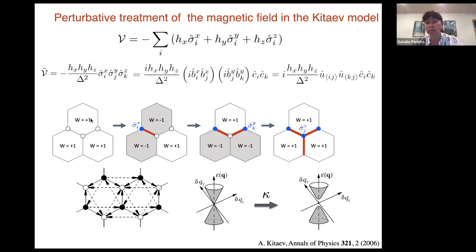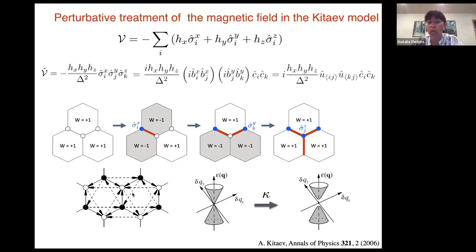What is important when we act with this term on our Majorana system, if we are, for example, in the gapless limit where we do have Dirac cones for the Majorana fermions, is that this kappa interaction opens the gap for the bulk fermion, and that would be important in my talk. Okay, and basically with this second neighbor hopping, this model looks like a Haldane model.